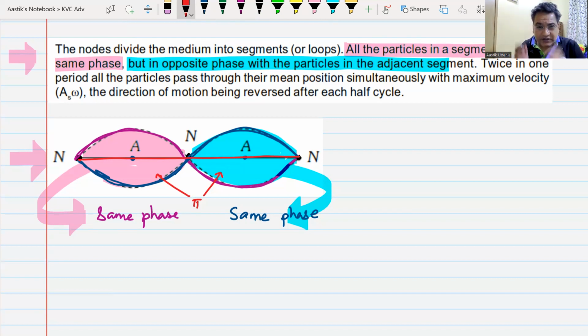Particles on one side of the node are all in the same phase but moving with different amplitudes. Particles on the other side of the node are also in the same phase but moving with different amplitudes. If I compare one particle from the pink zone and another particle from the blue zone, they will be 180-degree out of phase. Do we understand this?